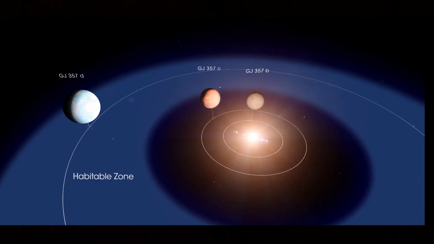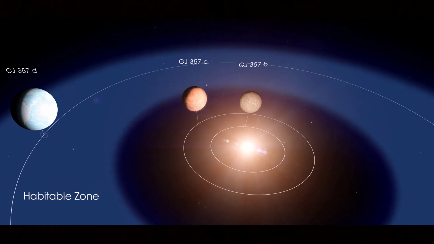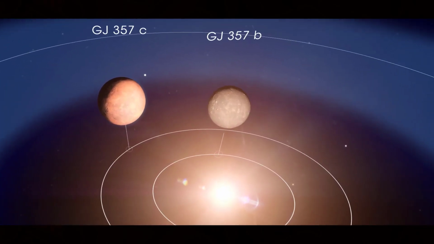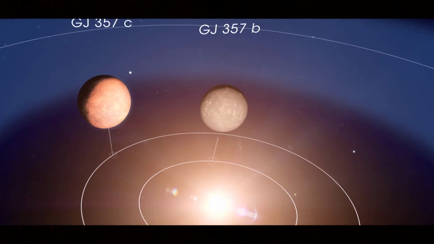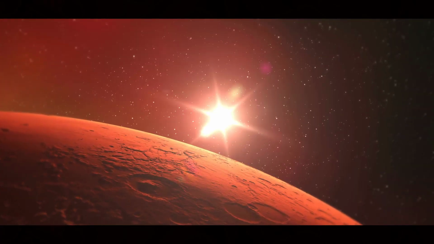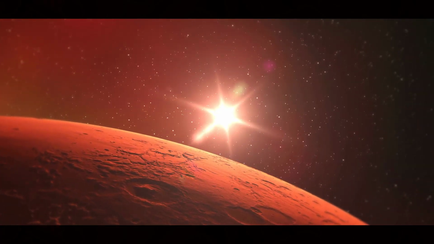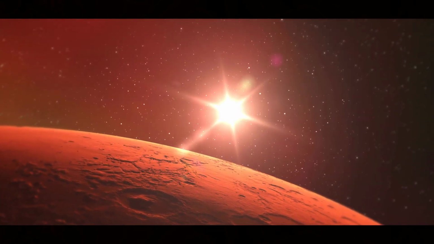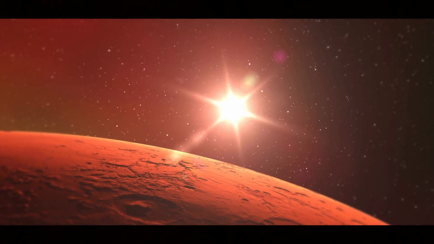The planet GJ357b, a hot Earth, orbits 11 times closer to its host star than Mercury does to the Sun, and likely has a surface temperature of around 490 degrees Fahrenheit, and this is equivalent to 254 degrees Celsius.